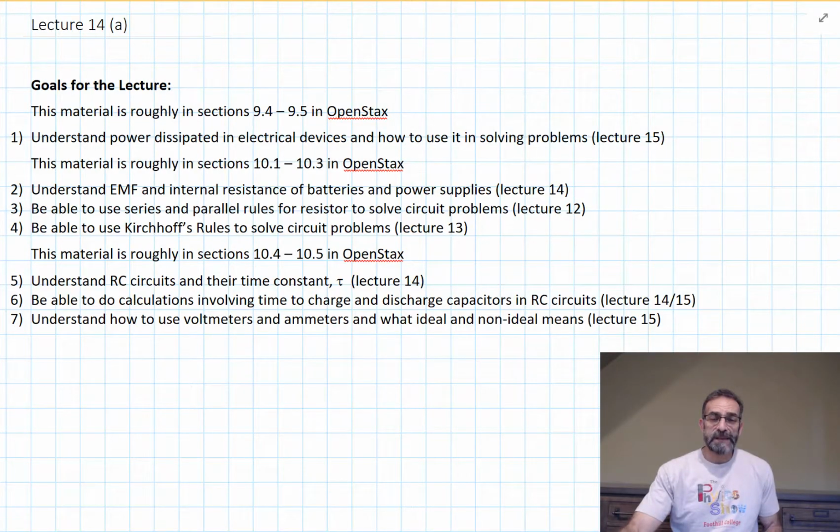These are the remaining topics for DC circuits. Some we've already covered, some we're talking about today in Lecture 14, and a couple of them we'll finish up in Lecture 15. And once we've finished this, we'll start on our next unit, magnetic fields and forces.